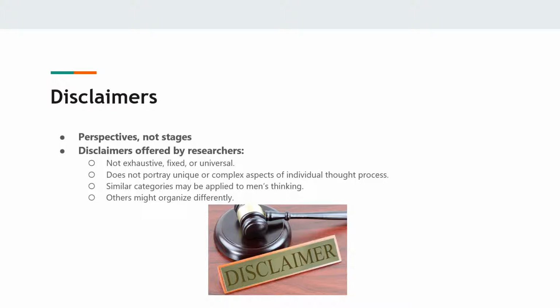1. The study may not be exhausted, fixed, or universal. 2. The theory does not give additional insight into the unique and complex aspects of an individual's thought process. 3. Similar categories may be applied or even found in men's thinking. And 4. Other researchers and theorists might organize the observations made from the study in a different way or order. The authors of the study also strongly believe that for women, the development of voice and self are intrinsically intertwined.